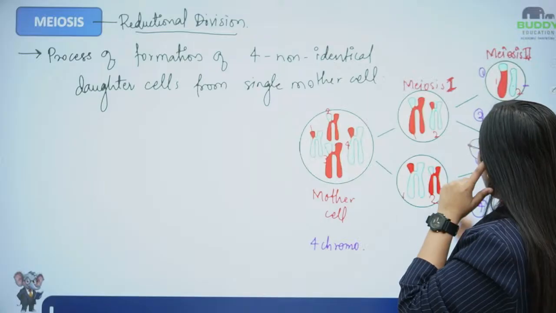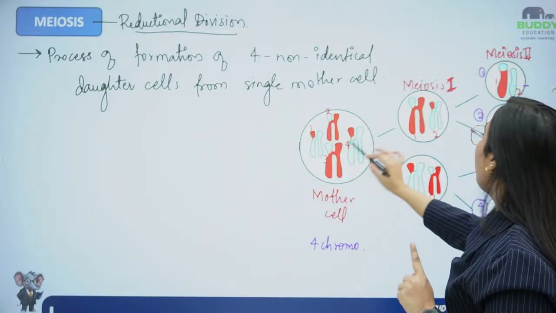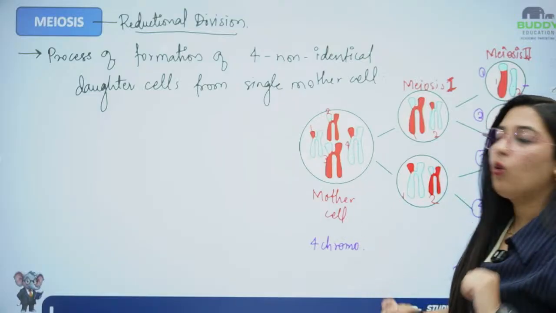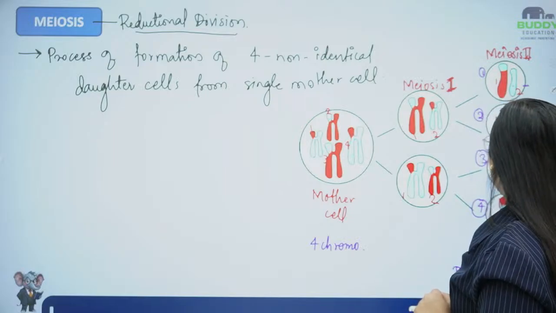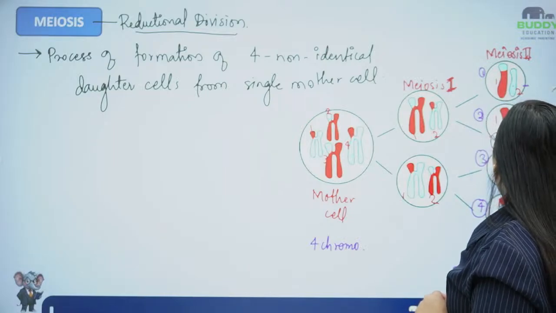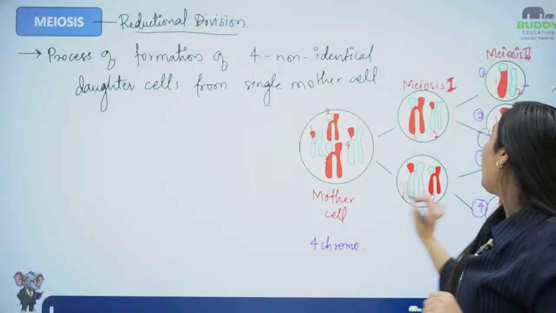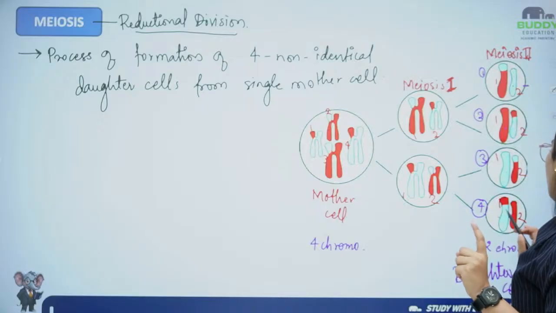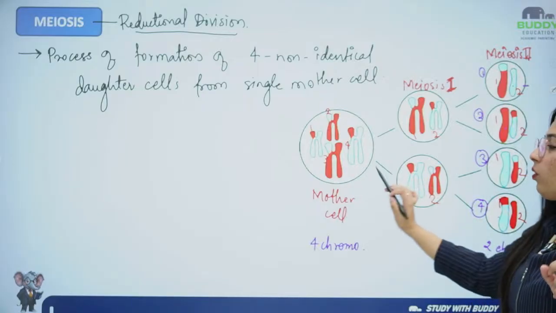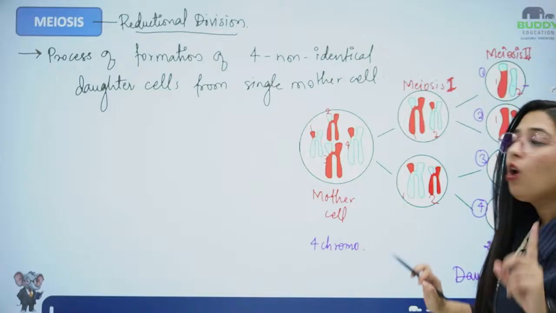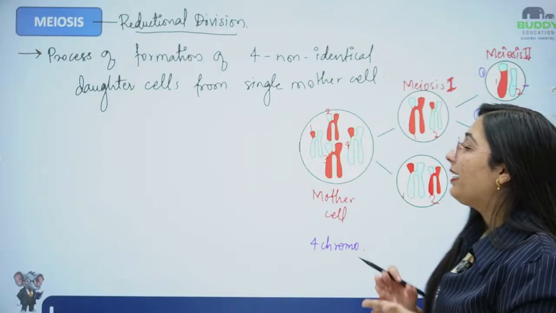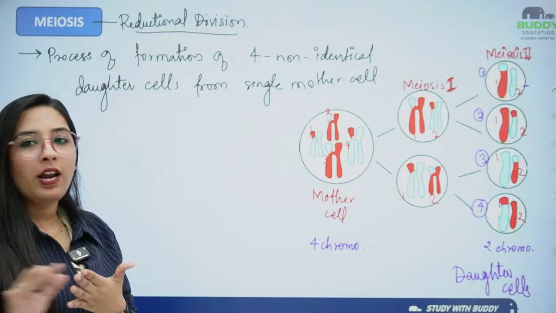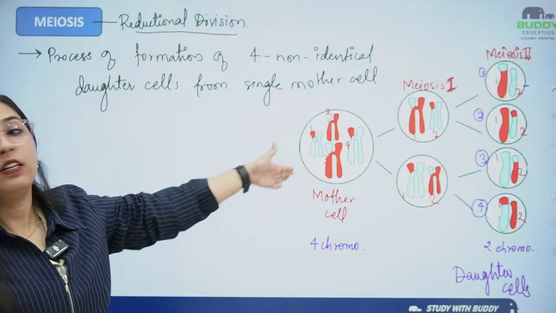So let's check the second one now. 1 red, 1 blue and red, but we don't have red and blue. Here we have 1 blue, we have 1 red and blue, but we don't have blue and red. Now let's check the third one. We have blue and red, we have red, but we don't have red and blue. So these are non-identical daughter cells. Unlike the mother cell, these daughter cells are non-identical and the chromosomes have been reduced to half.